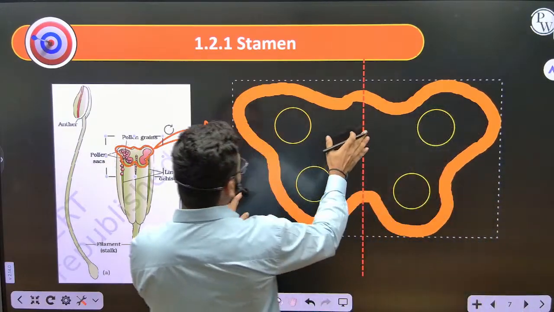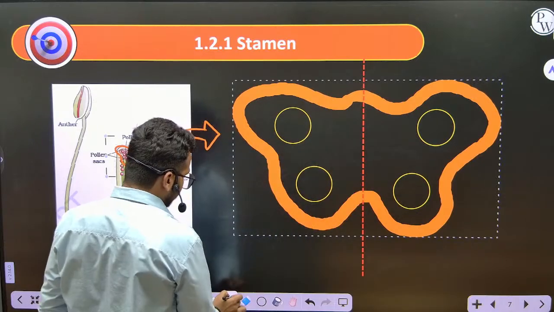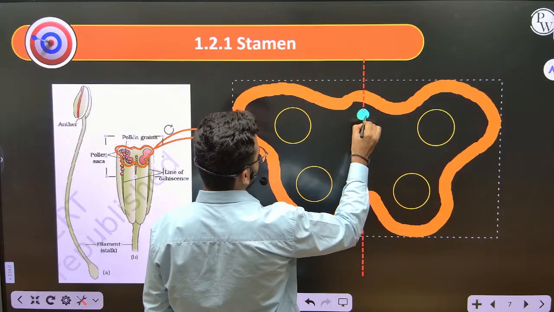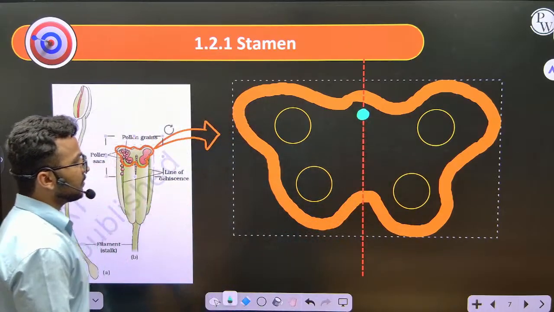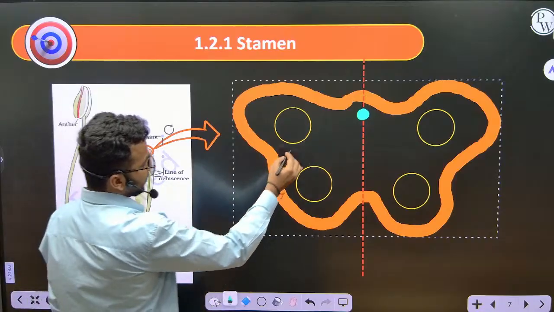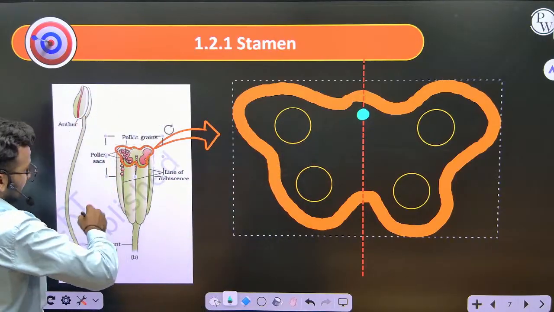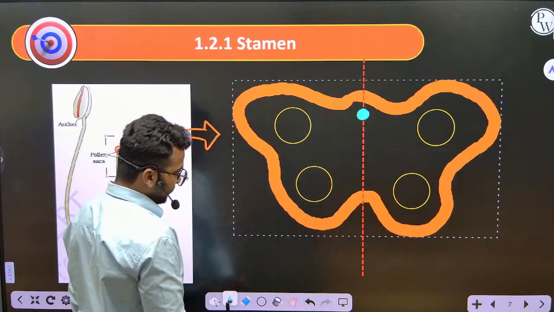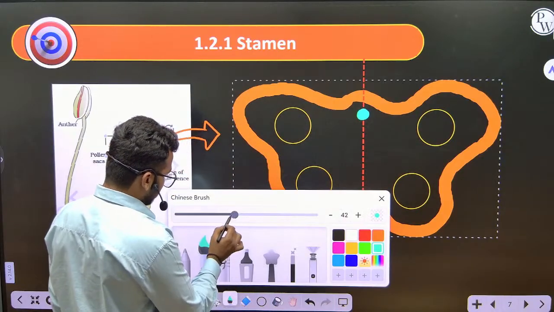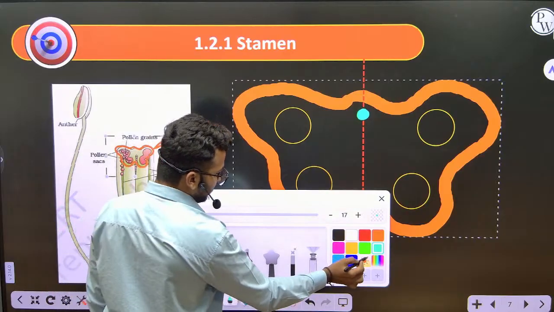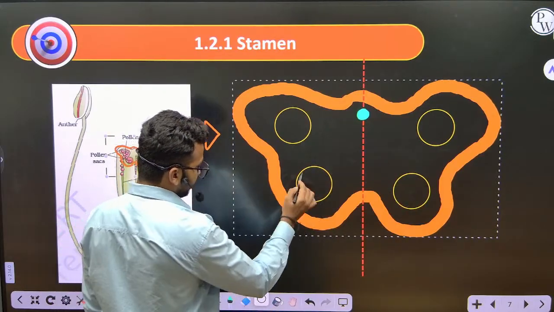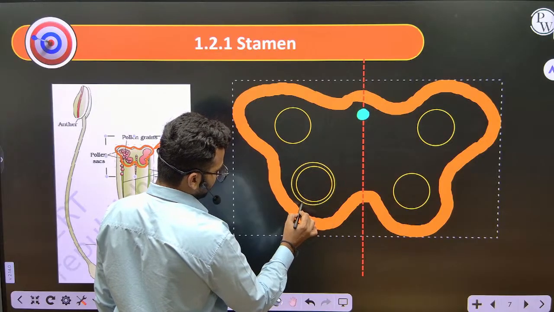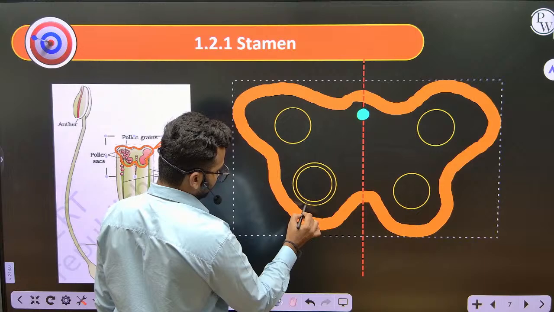And what about the remaining part? What will be present? See, at the center you will find some structure here, that is the connective tissue, where the filament will be connected. And these are the four sporangia, and each sporangium will be surrounded by some cells.